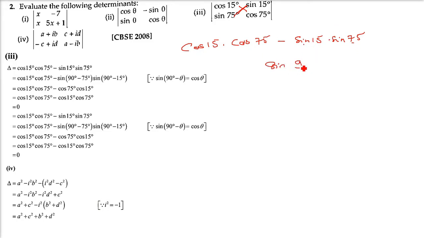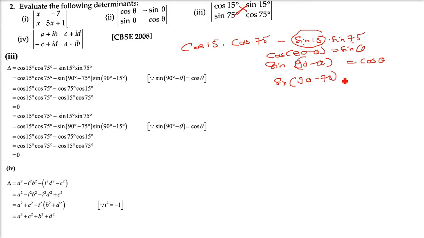Now you can really see that sin 90 minus theta is cos theta. So you can write sin 15 as what? Sin 15 as 90 minus 75, and sin 75 as 90 minus 15. So sin 15 I am writing as sin 90 minus 75, because 90 minus 75 is eventually 15. This is going to be cos theta, so cos 75. So in place of sin 15, you can always write cos 75, right? Similarly, for sin 75, you can write sin 90 minus 15, and that is going to be cos 15.